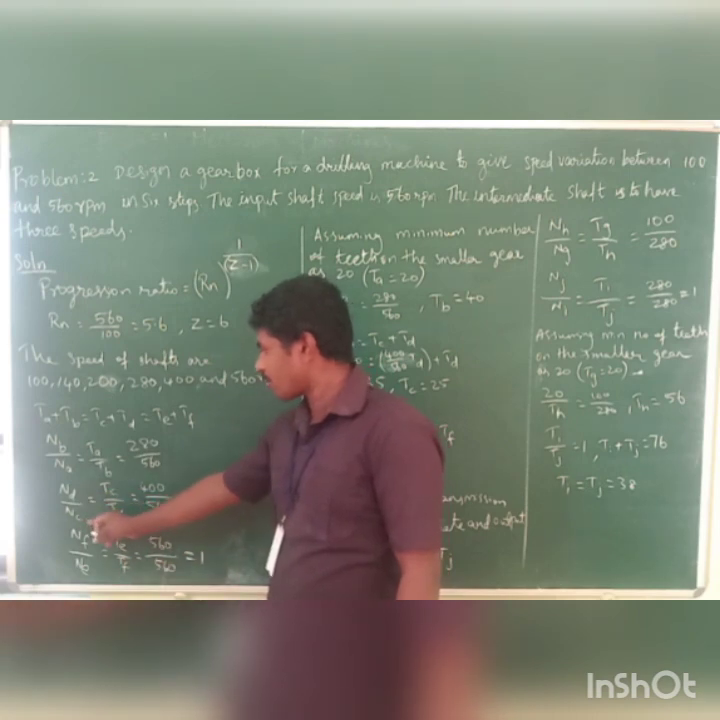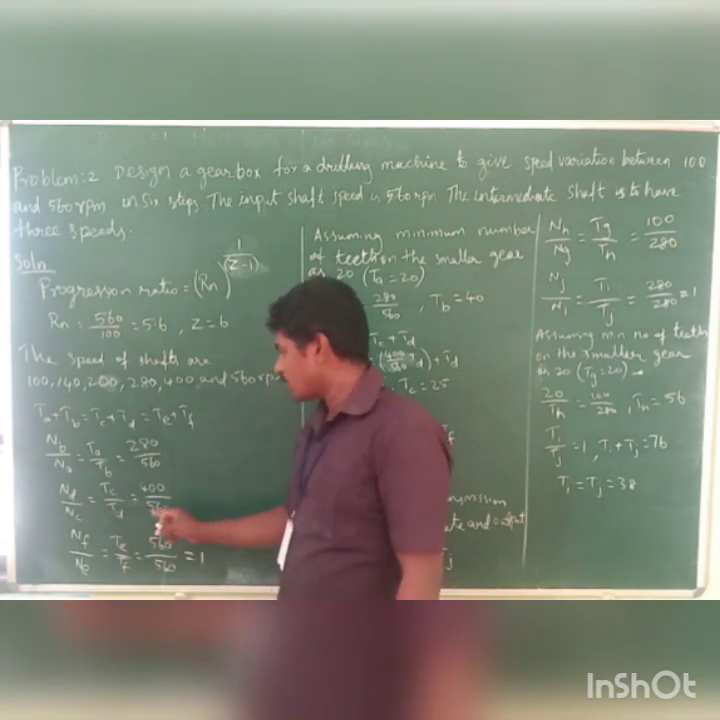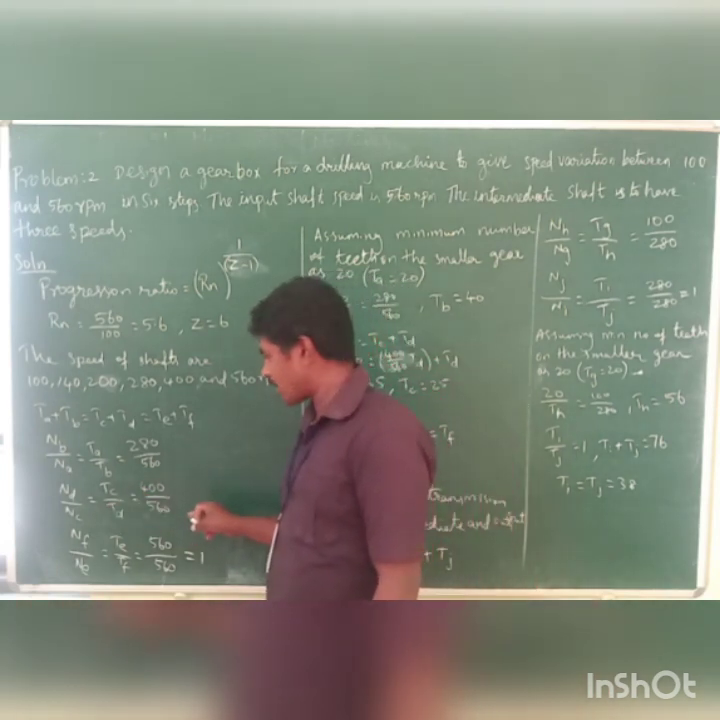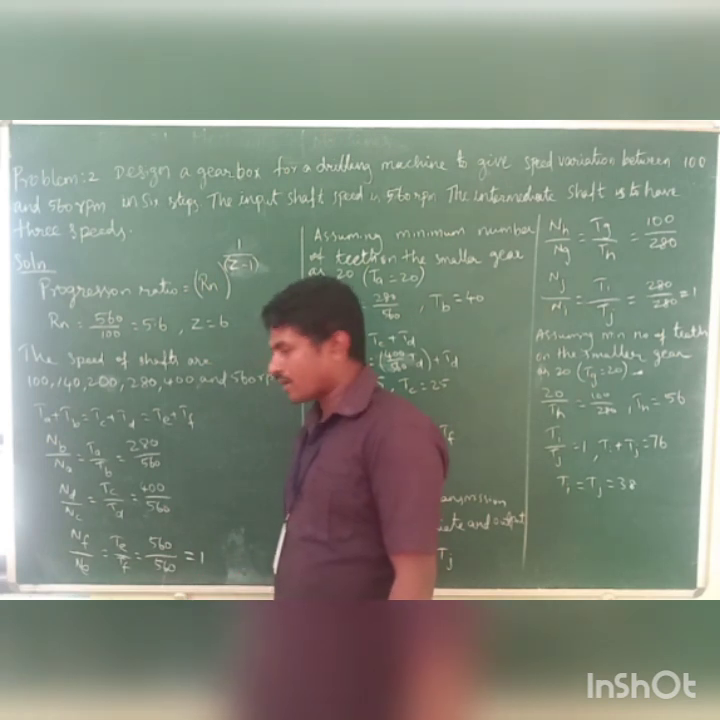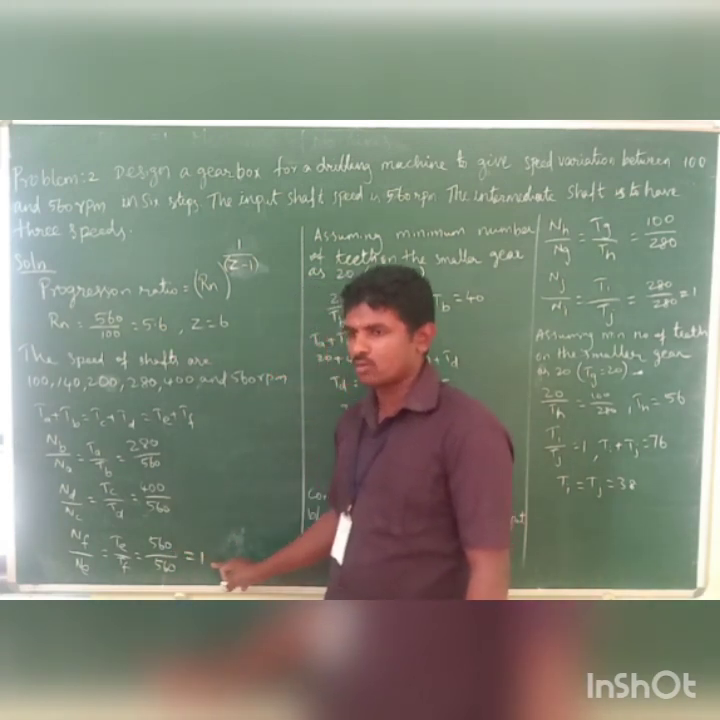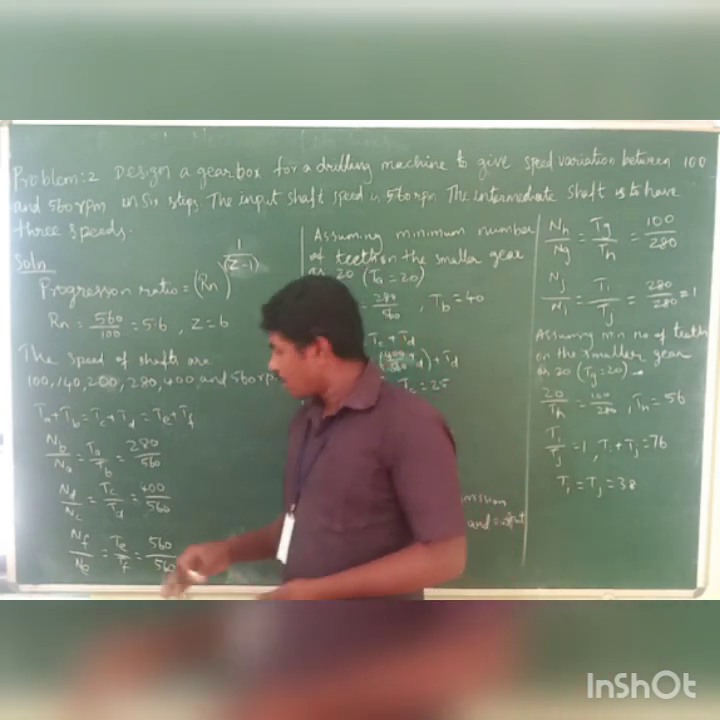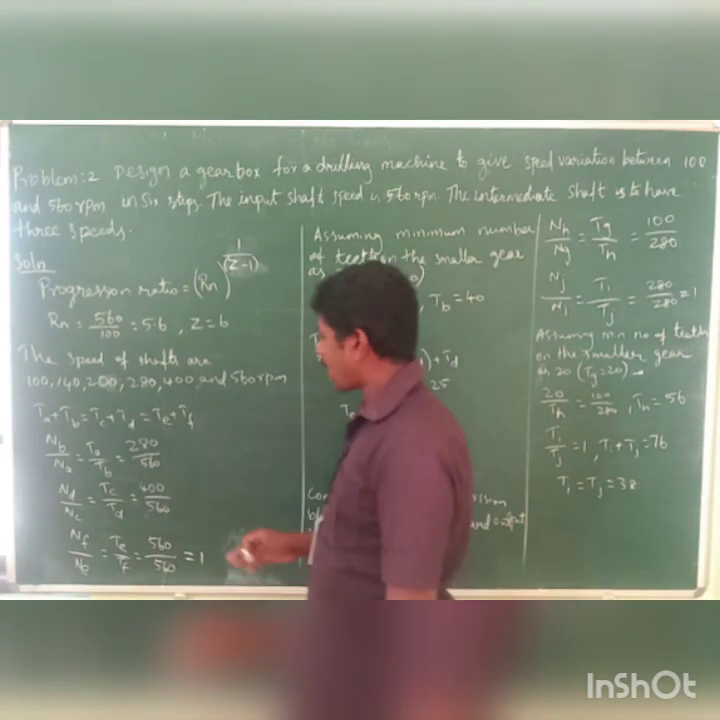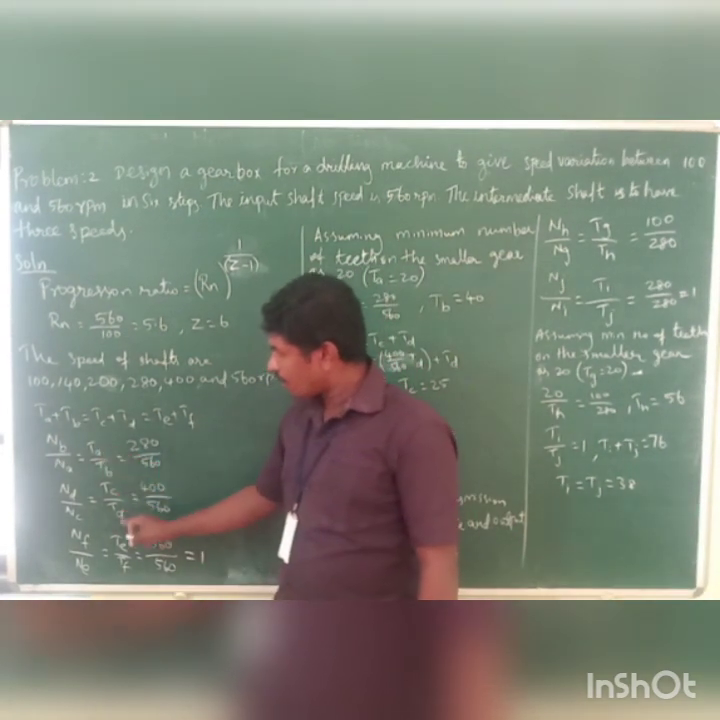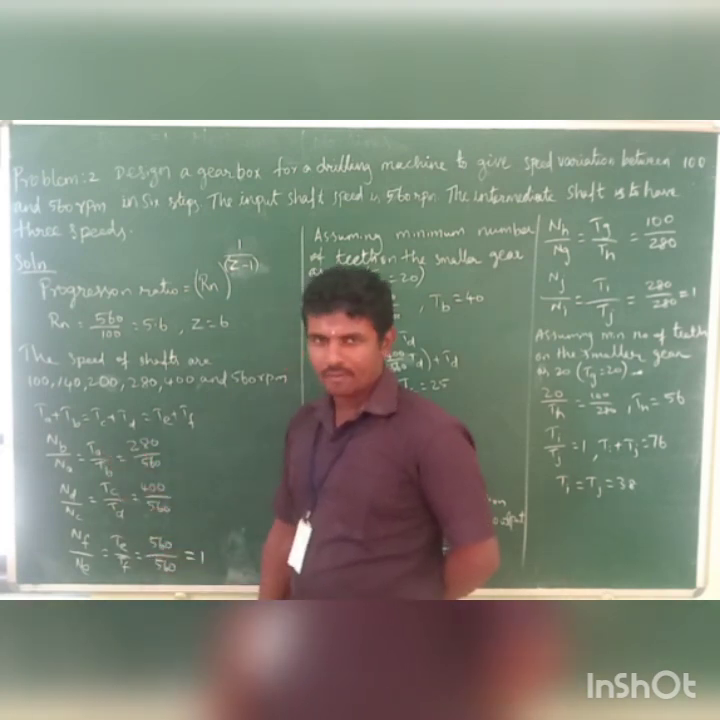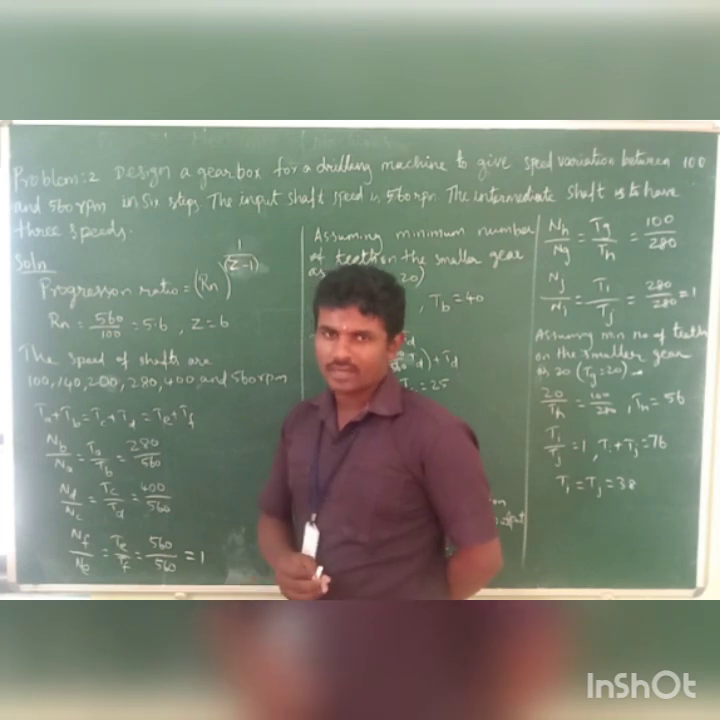Then with the help of ND by NC equal to TC by TD equal to 400 by 560 for the C and D gear trains. For the E and F gear trains, NF by NE equal to TE by TF is equal to 560 by 560, that is equal to 1. With the help of this gear speed ratio, we need to find the number of teeth for A, B, C, D, E, F, right?